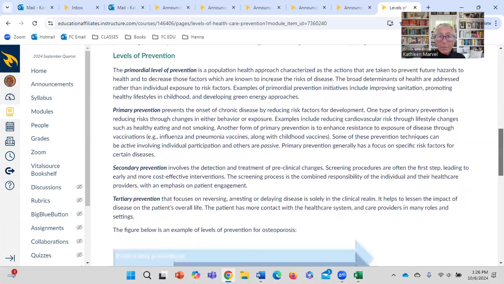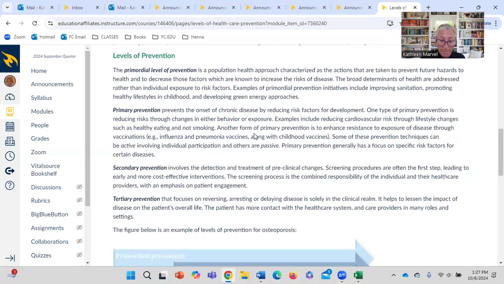And here in your reading, it gives you a good summary of each of them. So primary, you're trying to prevent the onset of a chronic disease by reducing risk factors. So think of all the things you would do to try and educate and prevent something before it happens. Secondary is essentially screening. We're screening for risk. Secondary prevention involves the detection and treatment of preclinical changes. Screening is often the first step, and then that leads to more cost-effective interventions.